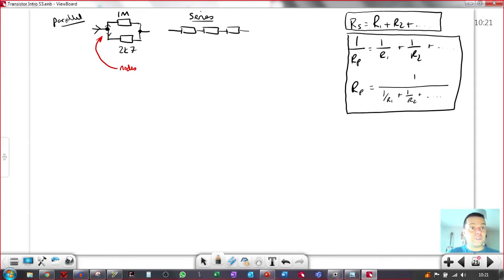Right, so that's how you identify a parallel circuit. That's how you identify a series circuit. This is how you work out total resistance if it's a series circuit, and this is how you work out total resistance if it's a parallel circuit. So let me just give you an example.